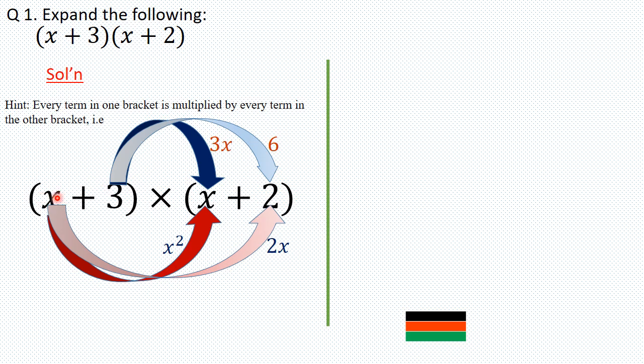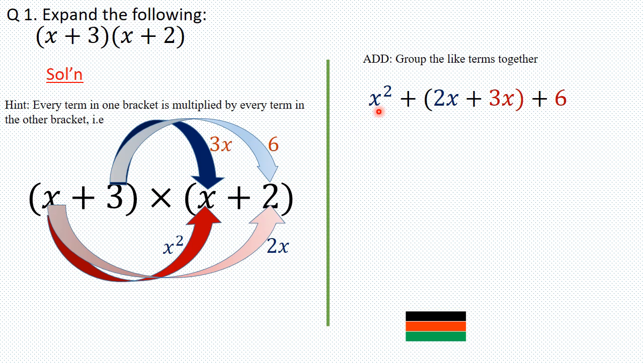Every term here is multiplied by every term here. Having multiplied, we have gotten x squared, 2x, 3x, and 6. The next major part of the question involves grouping the like terms together and simplifying the expression. So, having multiplied, we got these four terms: x squared, 2x, 3x, and 6. Observing this keenly, we only have two like terms. The first and the last have no like terms, but 2x and 3x are like terms. If you add them, you get 5x.